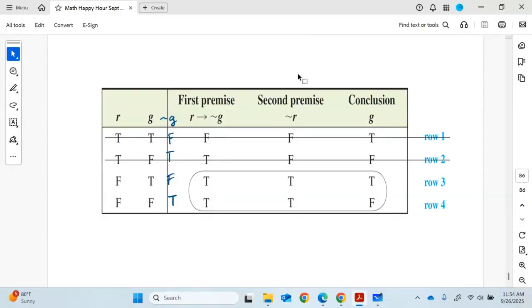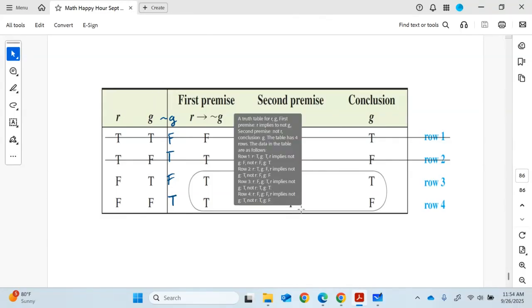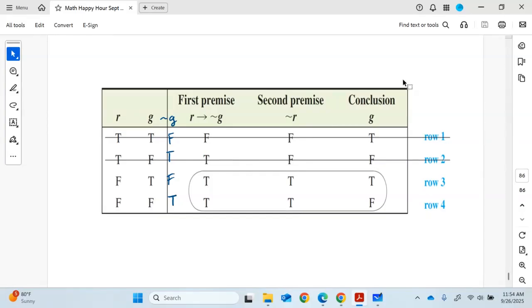Now, the second premise was simply the negation of R. So I go to R and I do the opposite values. So it's going to be false, false, true, true. And the conclusion was G, so I just copy the values from G again.